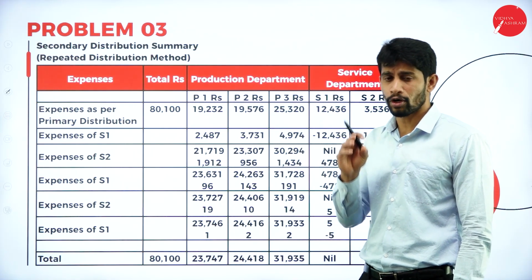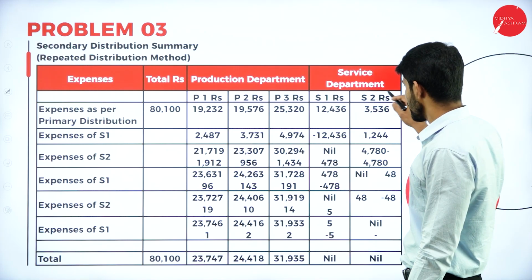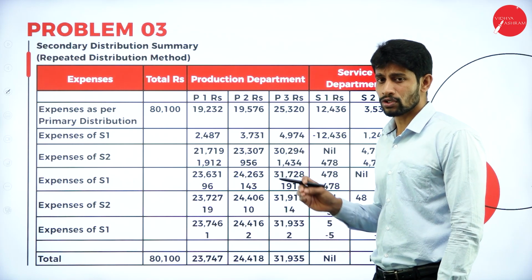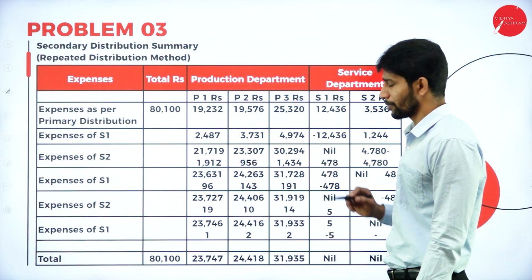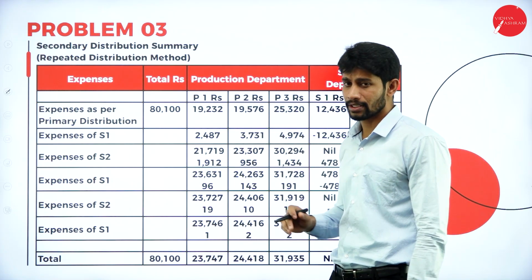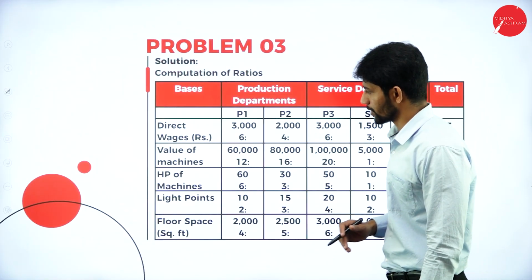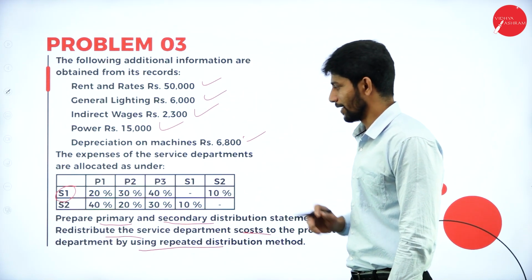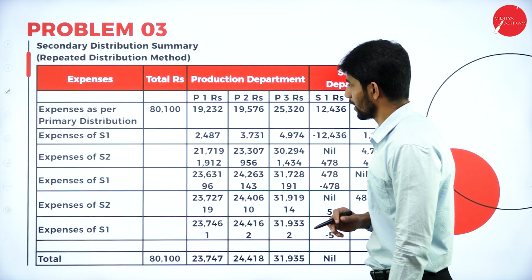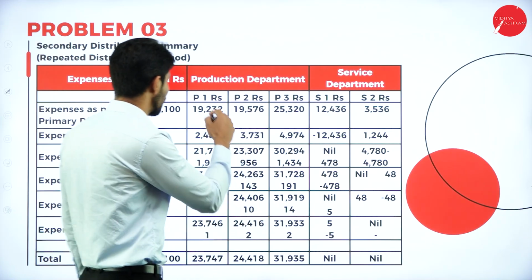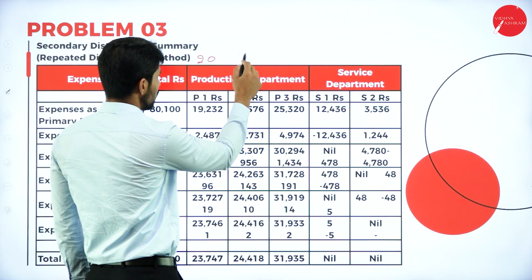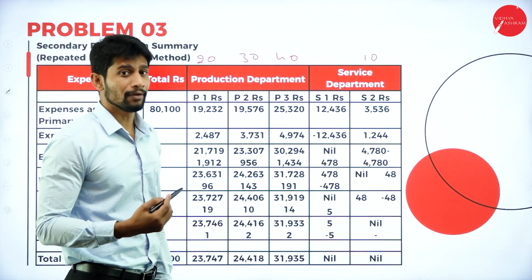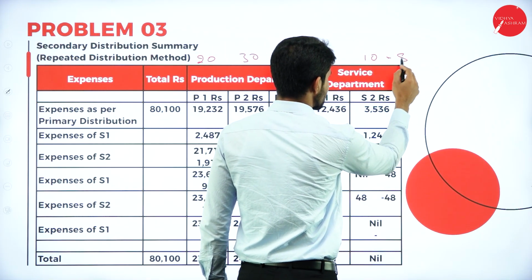What they have given in the problem is that service department 1 and service department 2 expenses will be distributed among other departments. First we will distribute the service department 1 expenses among other departments. The ratio is already given in the question. You can see the ratio is 20, 30, 40 and 10. So the ratio is 20, 30, 40 and 10%. This is with respect to S1.